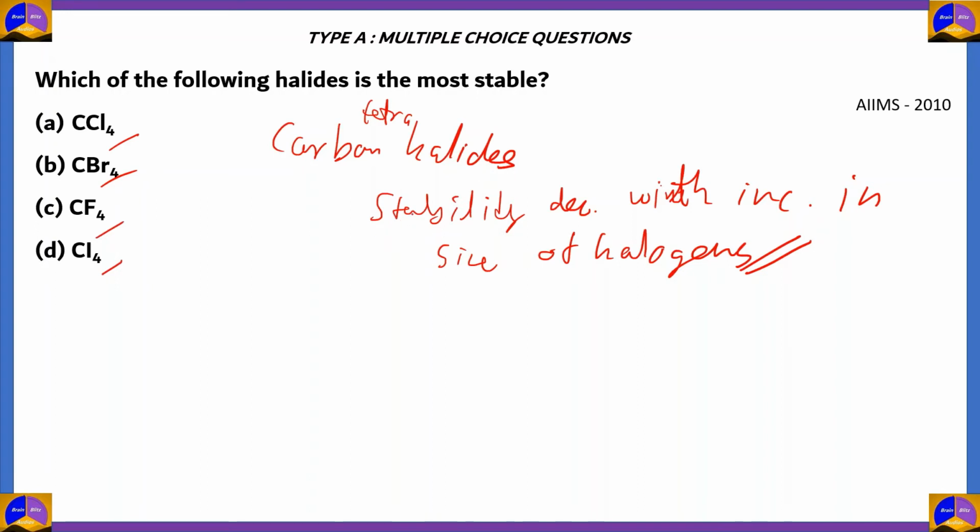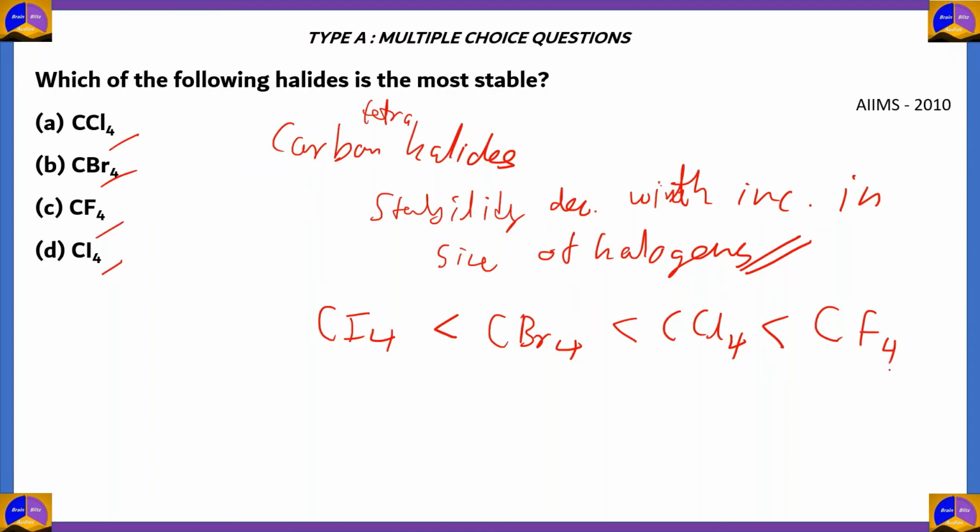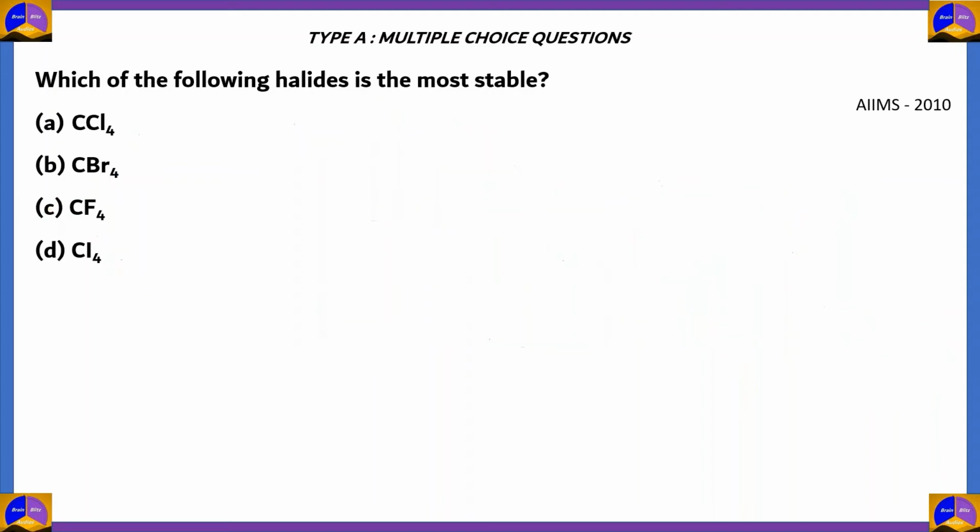So which of the halogens is having the highest size of atom? That is iodine. So CI4 will be least stable. CBr4 will be more stable because bromine is smaller. By that rule, CCl4 will be more stable because chlorine is even smaller, but they are dwarfed by the stability of CF4, carbon tetrafluoride. This is the most stable of the carbon tetrahalides. So CF4, option C, is the most stable of the following carbon tetrahalides. Option C is the right option.